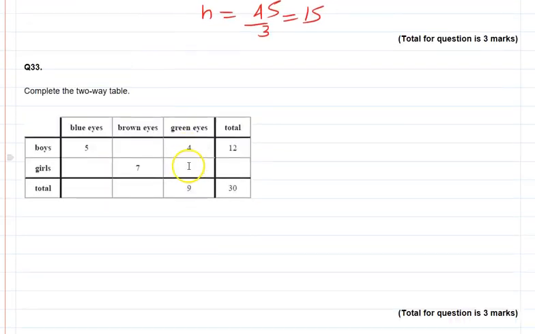Question number 33. Here we are going to complete the two-way table. So complete the two-way table. So it is 12, it is 4 and it is 5. Yeah. So if you add 5 plus 4, 9. 9 and 9, and this should be 3. So 9 plus 3, it should be 12. Yeah. Now here 3 plus 7 becomes 10. There is 4, so it should be 5. 4 plus 5 is 9.